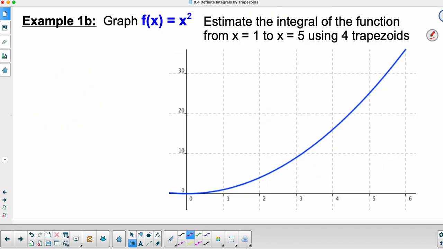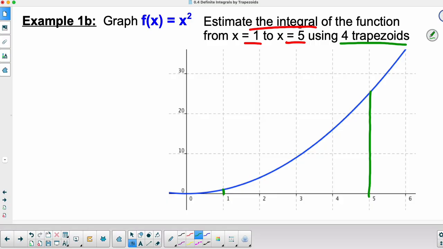Let's fast forward. Same question, same problem, except a new method. Let's do this now using some geometry. Let's estimate the definite integral, again, aka the area under my curve, from 1 to 5. But what's different now is that I want to use 4 trapezoids. So I'm going from 1 to 5, and I want to break this down into trapezoids and estimate how much area is under my curve with trapezoids.